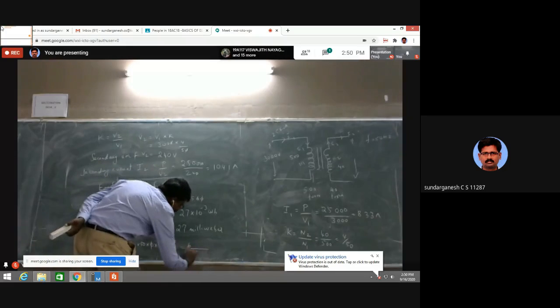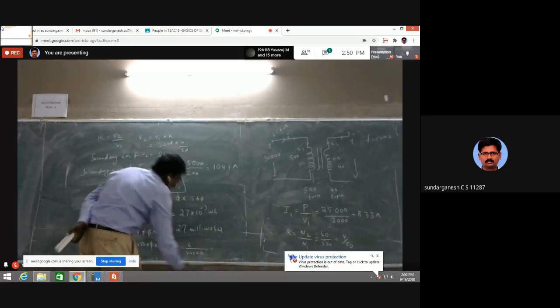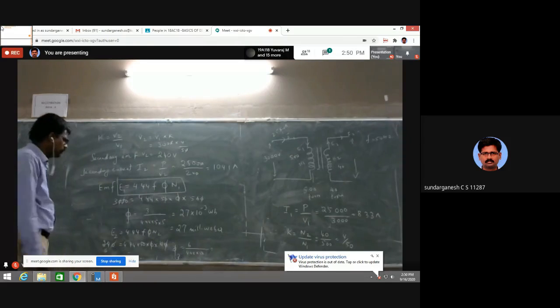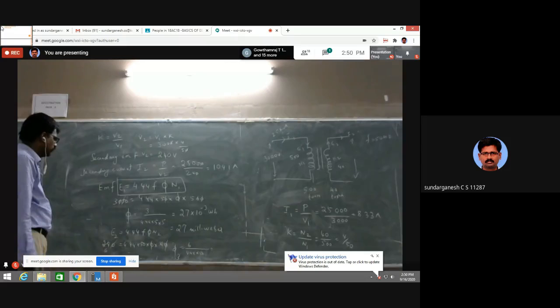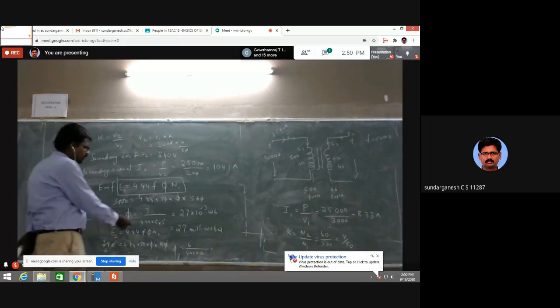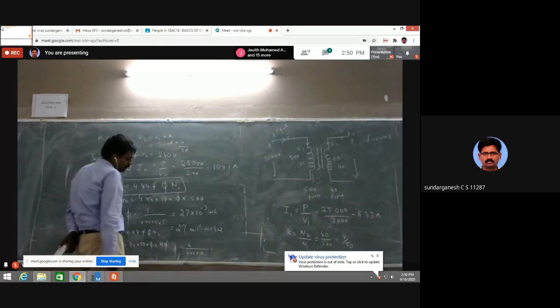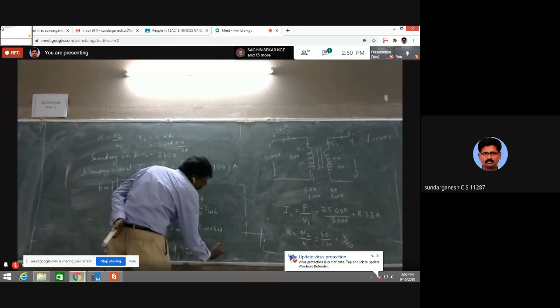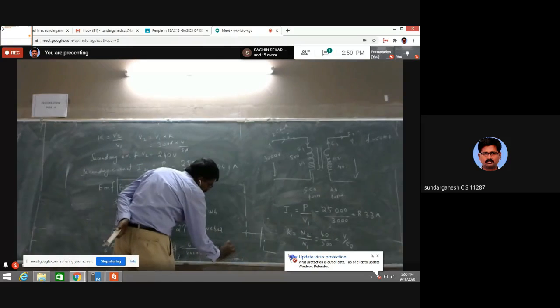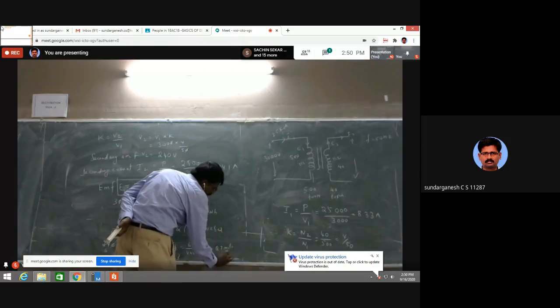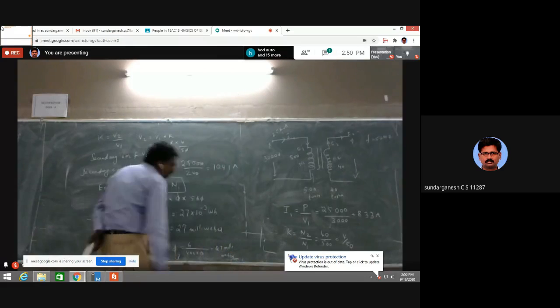6 divided by 4.44 into 50. The same value. Here 4.44, here 25, here 3, here 6 into 50. Same thing. So 27 milliweber. So you can take either side.